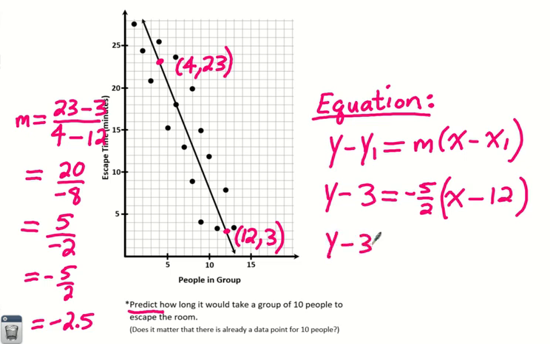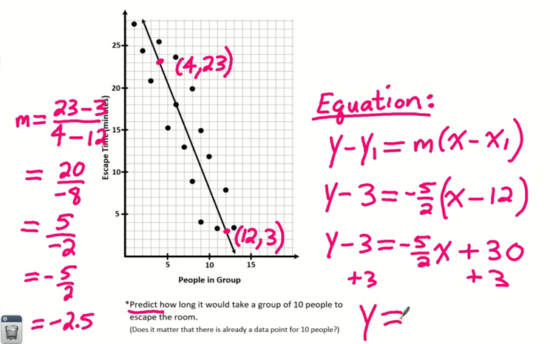And just like the routine here is to distribute. Let's see here, that's going to be a plus. -5/2 times -12 makes +30. And then I'm going to add 3 to both sides to finish my equation of y = -5/2 x plus 33. Okay?